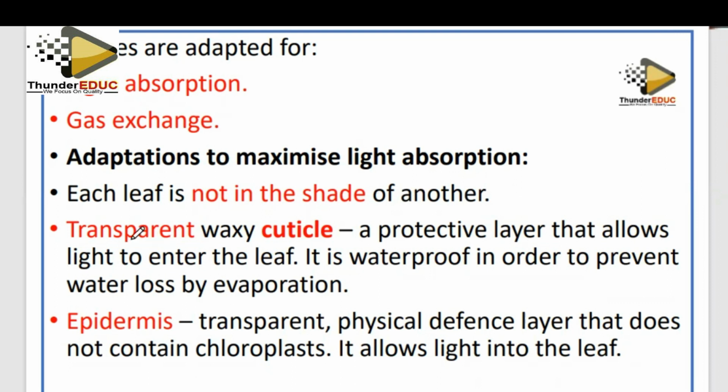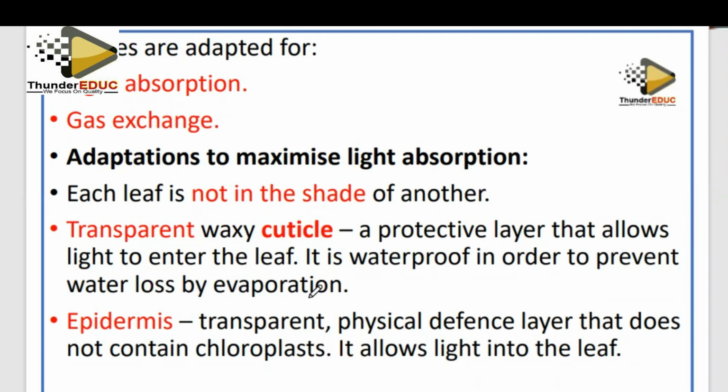Number two, wax, transparent wax cuticle. Transparent allows light to go through. Wax, so that it does not allow water to go through very fast, so the cells of the leaf will not dry up. This is a protective layer that allows light to enter the leaf. It is also waterproof in order to prevent water loss by evaporation.